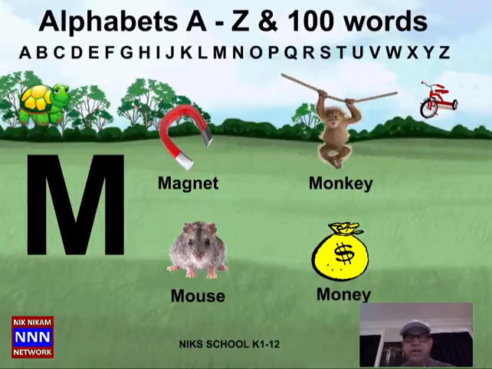Okay, if you did not watch the first episode, I would say go back and watch the first episode, which goes from alphabet A to M. Then come back, and we're going to continue with the remaining letters N, O, P, Q, R, S, T, U, V, W, X, Y, and Z.